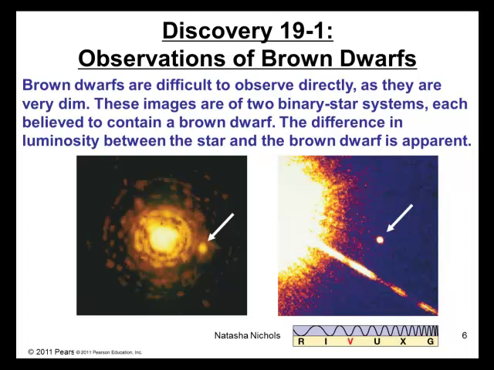These two images right here are images of two binary star systems, each believed to contain a brown dwarf. Notice the difference in luminosity between the star and the brown dwarf. The brown dwarf is pointed towards by the arrow. So compare that little bright dot with that big, massive, luminous star.